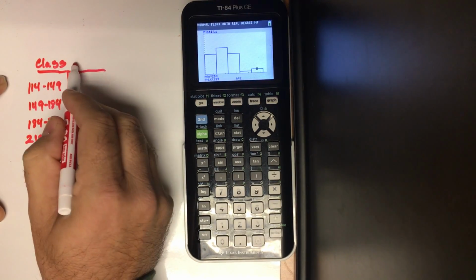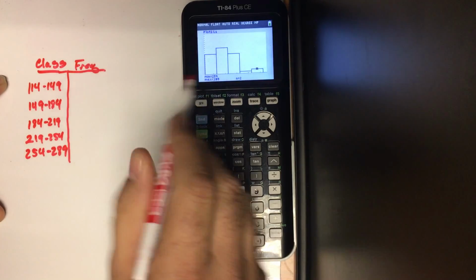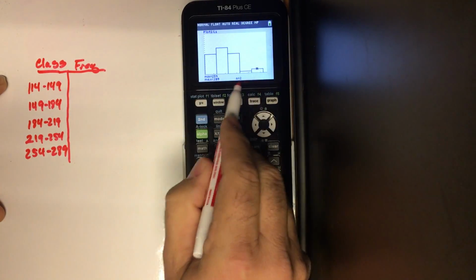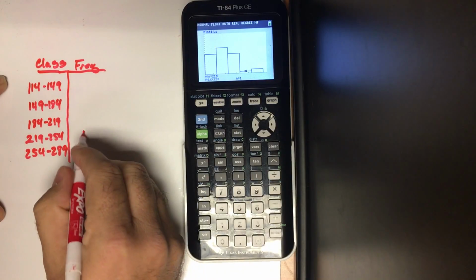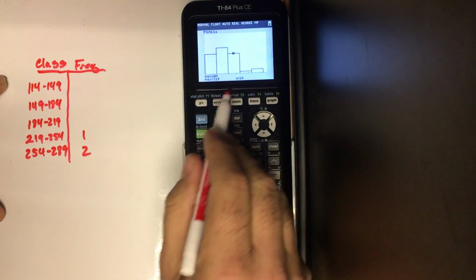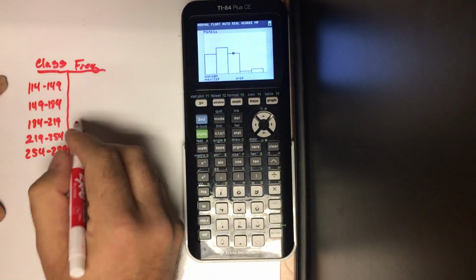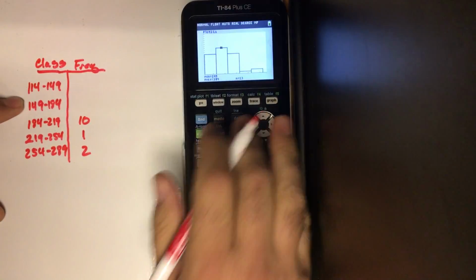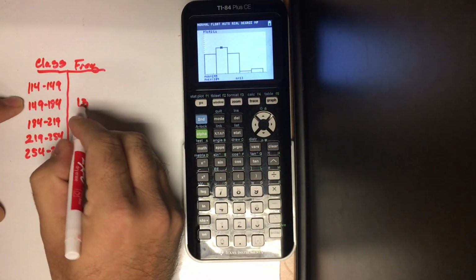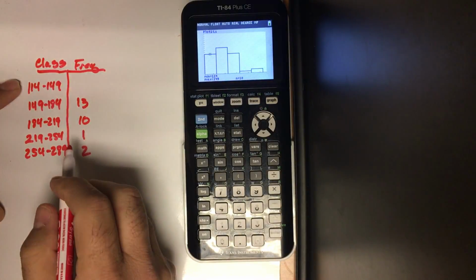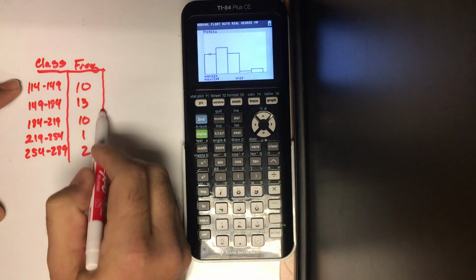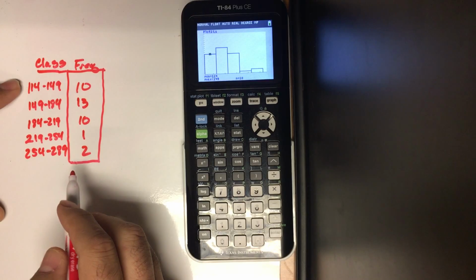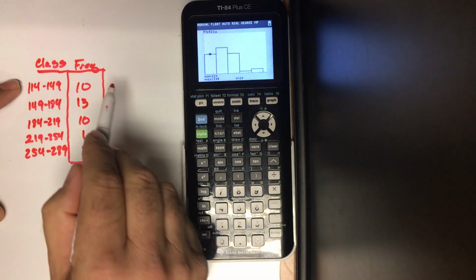And now I need my frequency. Well, the calculator tells me that. The first class has a frequency of 10, then 10, then 13, and then 1, and the last class is a frequency of 2. So there's my frequency. Then it said turn it into relative frequency.